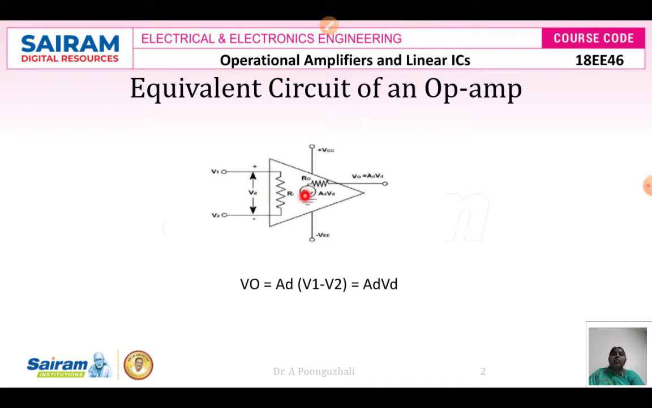At the output side, I am going to have a Thevenin's voltage source, AD into Vd, which is called a Thevenin's voltage source, and you are going to have a Thevenin's resistance, that is your R0. So the output voltage V0 we can directly take as AD into Vd. So now V0 is equivalent to AD into Vd.